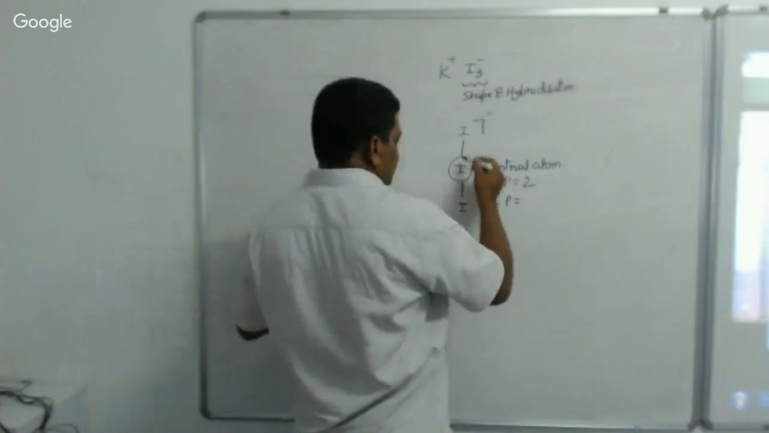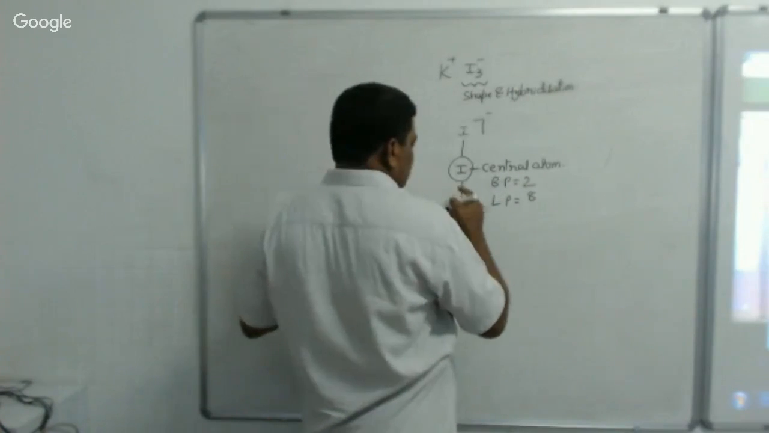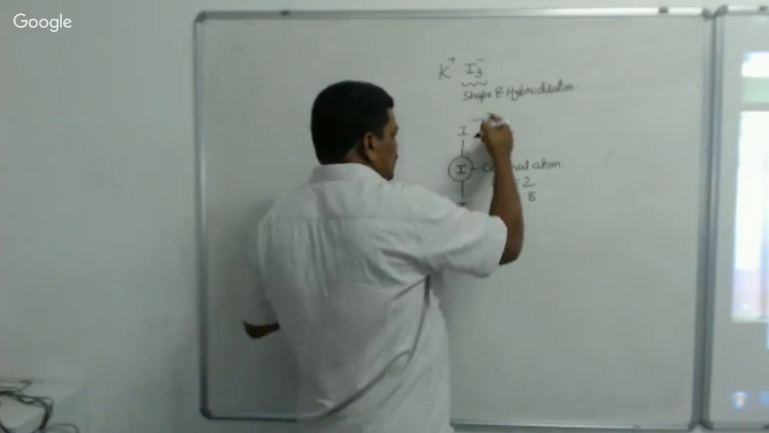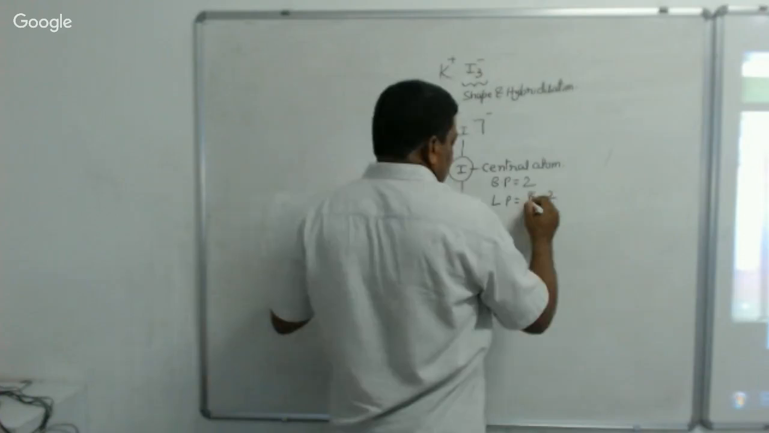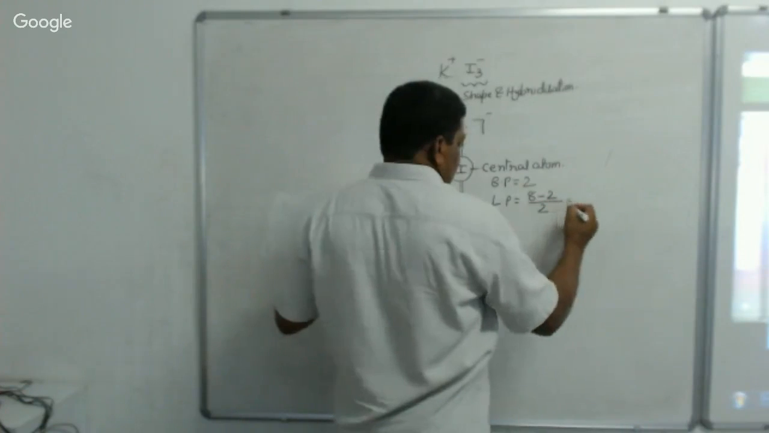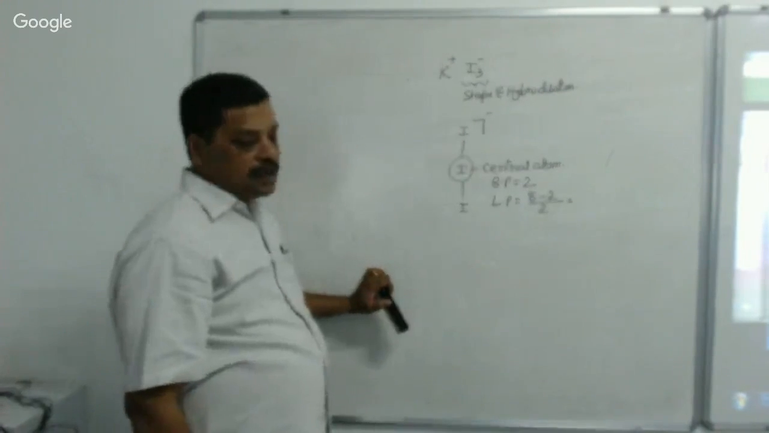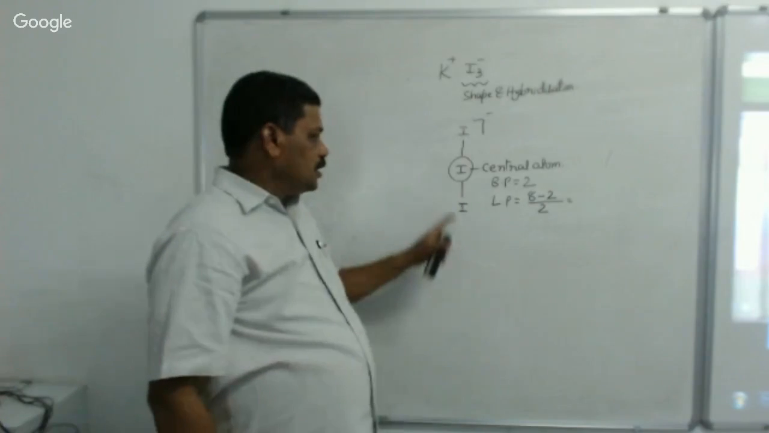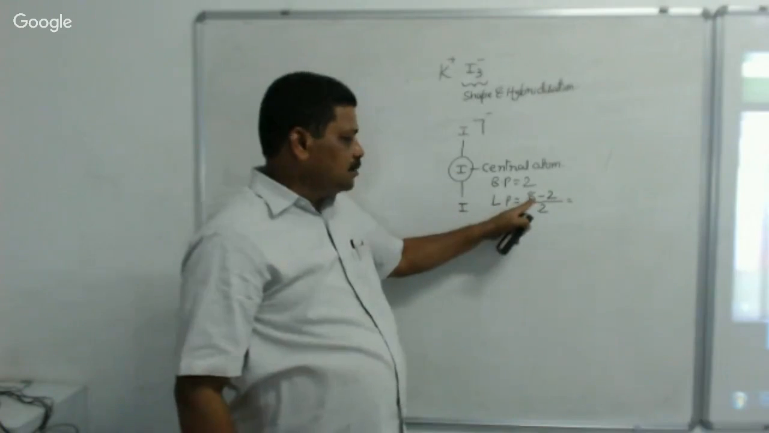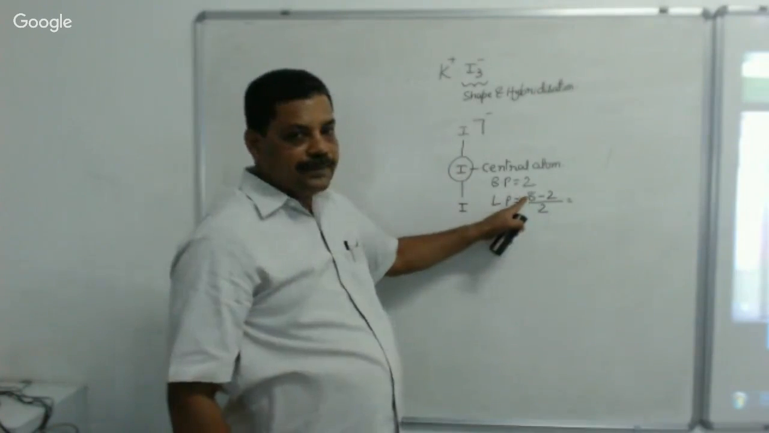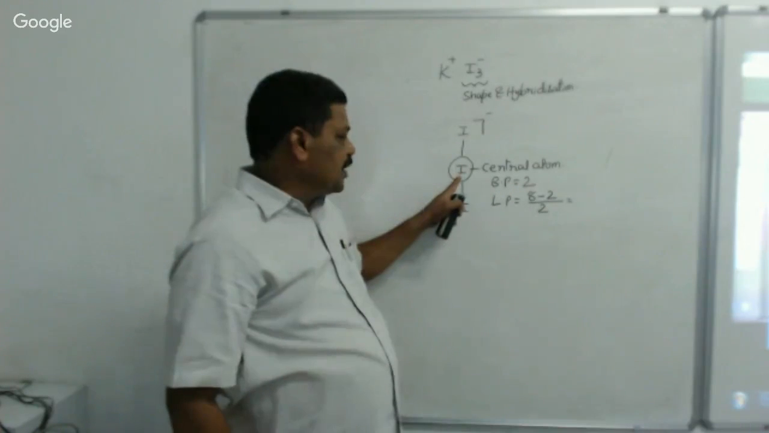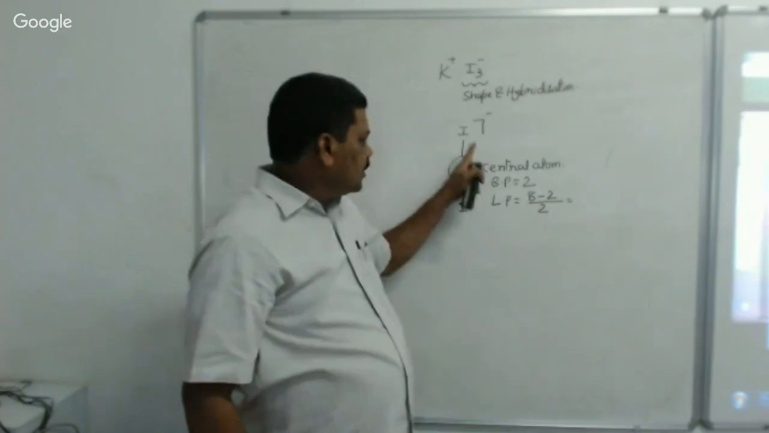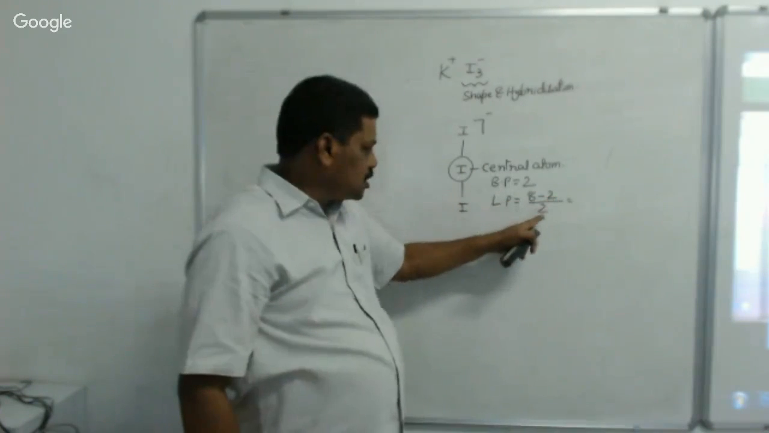Total valence electrons of the central atom: iodine has 7 electrons, and the minus means 1 electron is added, so it becomes 8. Minus 2, since the ions contribute 2 bonds. So this is the formula for lone pairs. How does it become 8? 7 valence electrons plus 1 for the minus charge is 8, minus 2 for the 2 bonds formed.